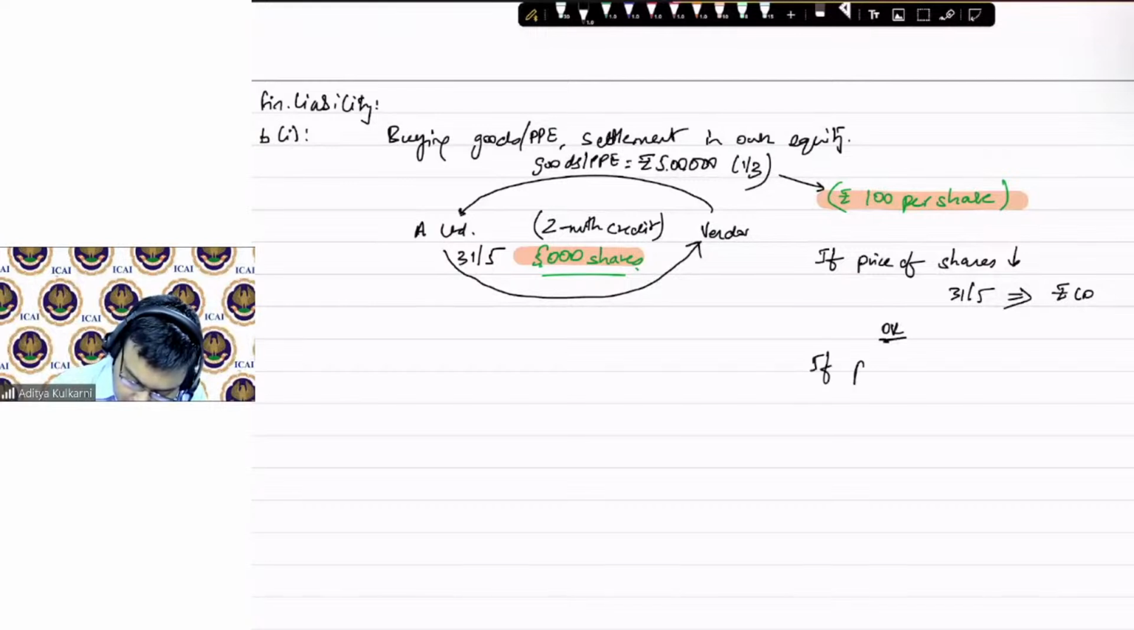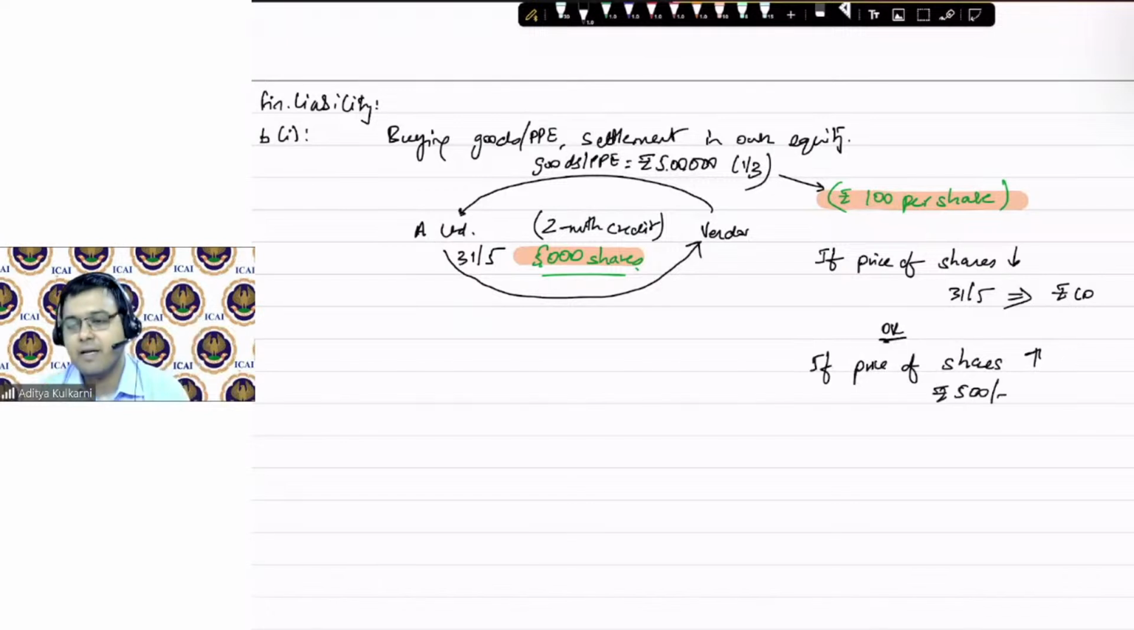What can happen? If the price of shares increases. Suppose the share price reaches rupees 500. Do you think that on 31st May A Limited will go to the vendor and say, look, my share price has gone up from 100 to 500, and because of that I will not issue 5,000 shares. I will issue you only 1,000 shares because it is after all a 5 lakh rupees liability. Do you think the vendor will agree to that?